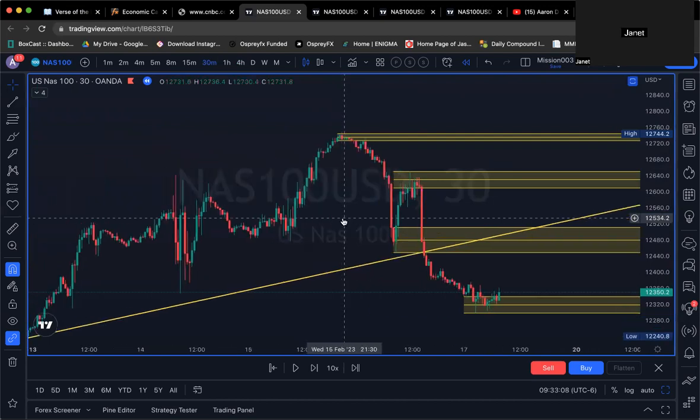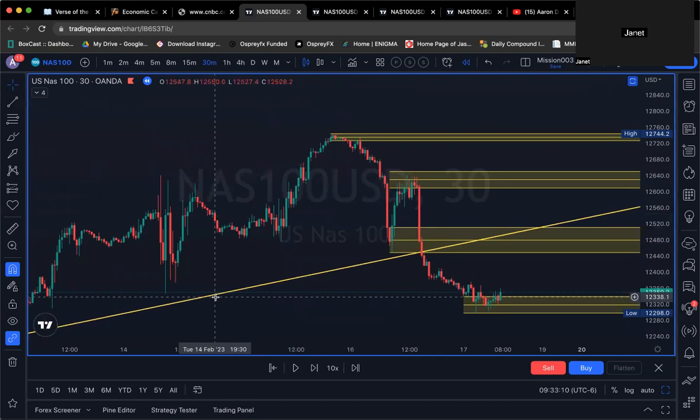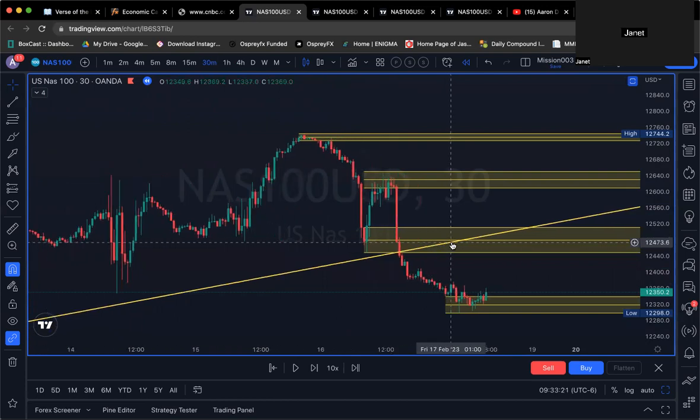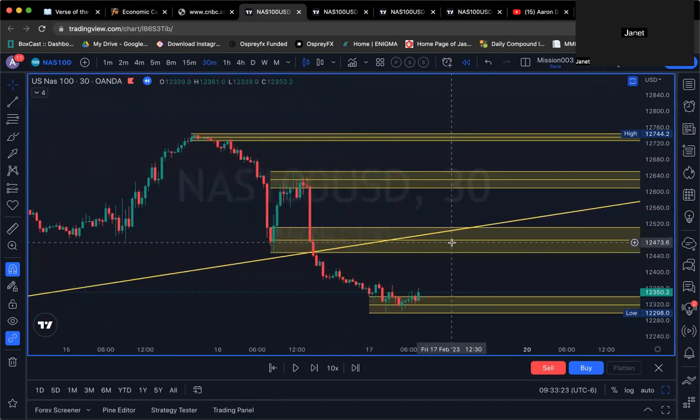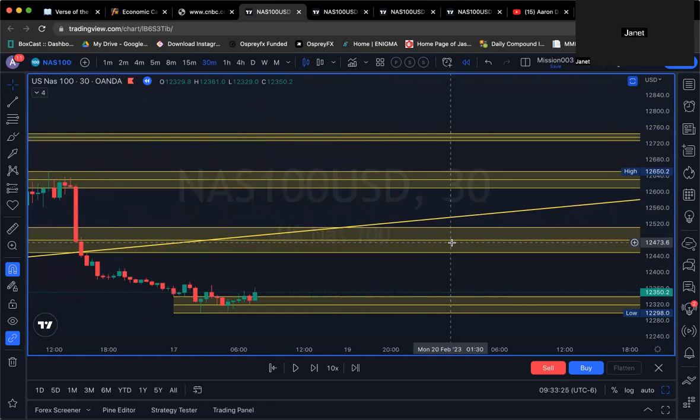Okay, what do I see? I see that there is a couple of candles right here that left pretty significant wicks. So I'm just going to keep an eye out for that, okay? And see how price reacts to that zone. Not necessarily going to put anything up on the chart yet.